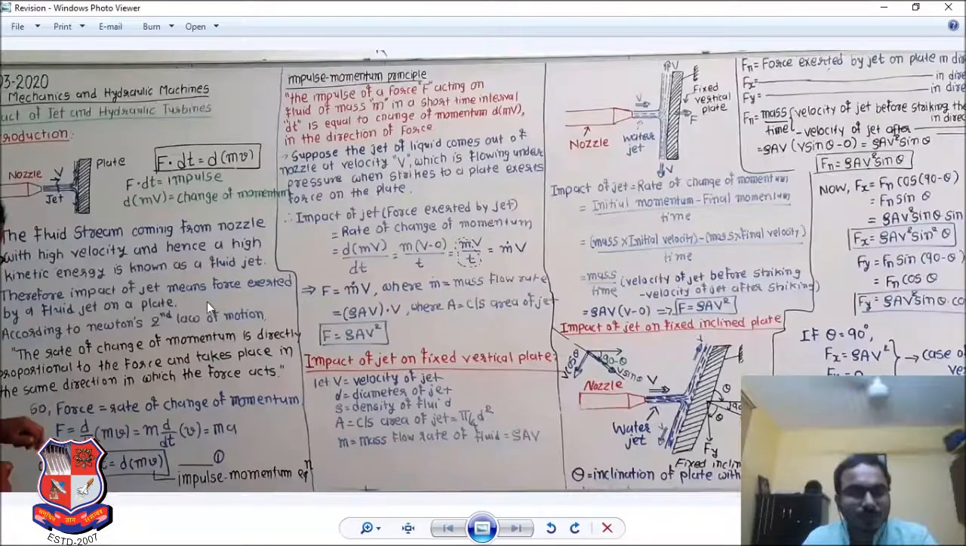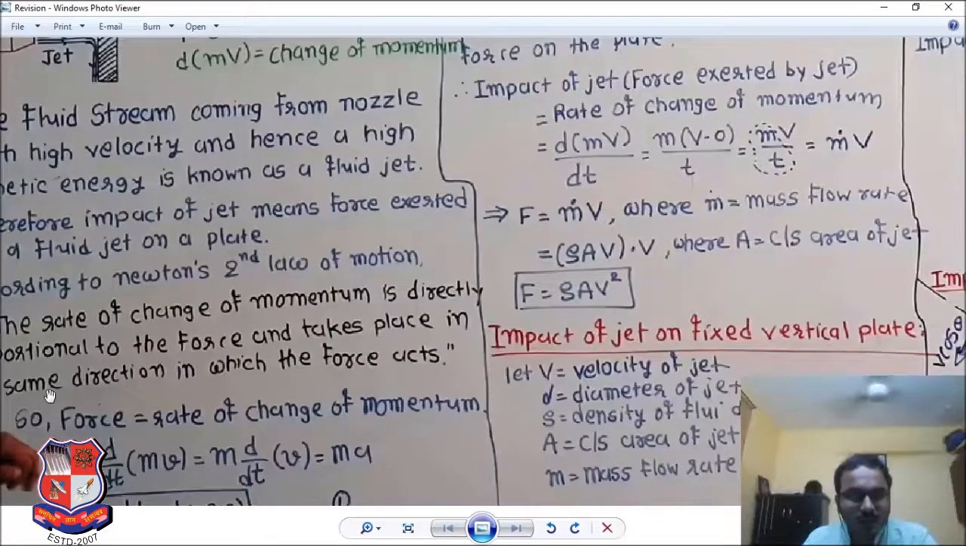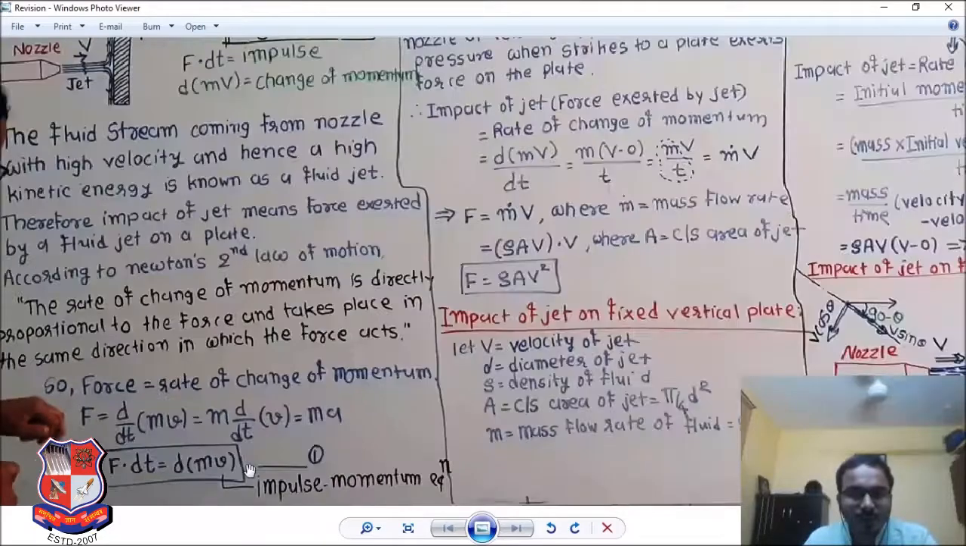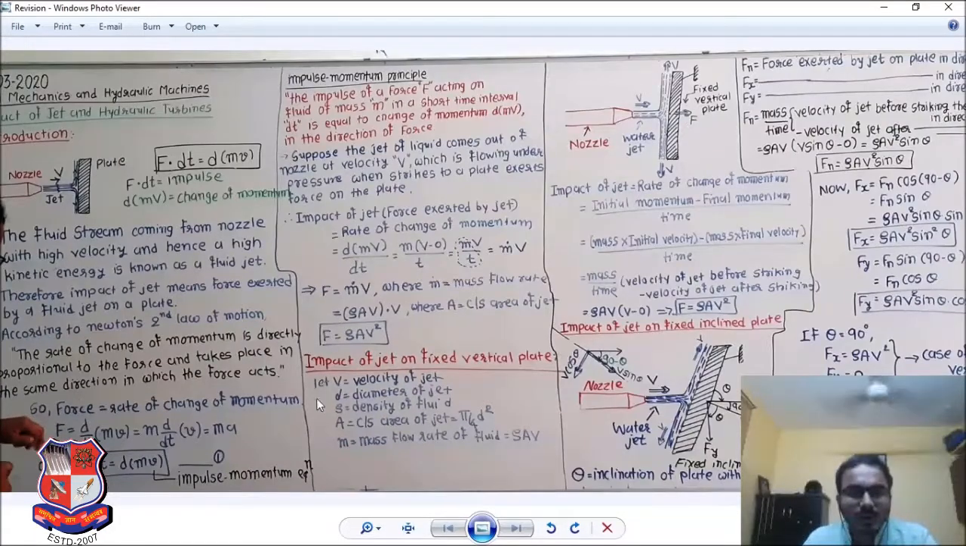So this is the board work that we did in our previous lecture, and we began with introduction in which we studied about impulse momentum principle, and we derived the impulse momentum equation, that is F dt is equal to the derivative of mv. Then we also derived the formula for impact of jet, that is force exerted by jet, F is equal to rho a v square.